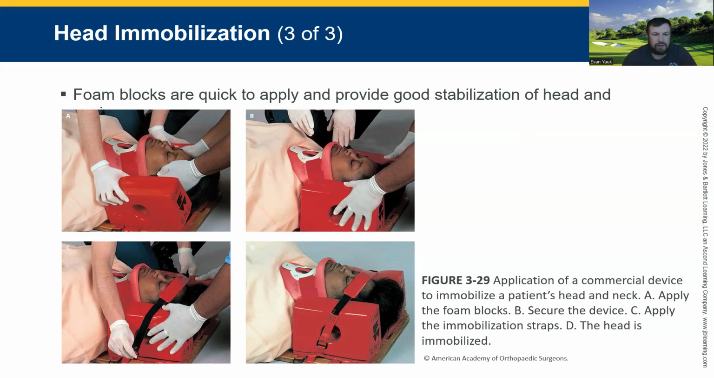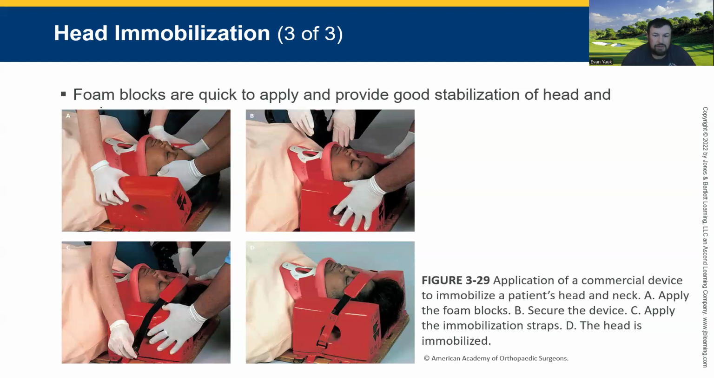You'll notice that the head is being held in figure A, inline stabilization. In B, the head blocks are secured. They are now holding the head blocks instead of the head, but it's doing the exact same thing. Down here in C, the straps are being placed on the patient, so the head is being held. And then in D, they have let go because it is now secured to the head blocks.